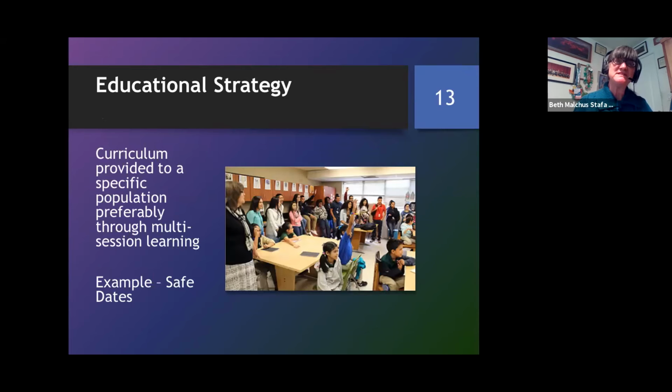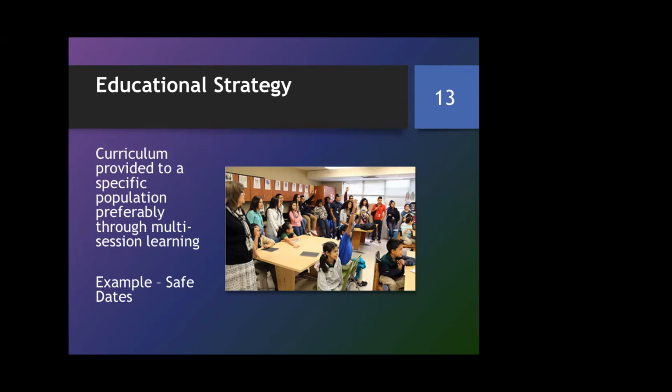Educational strategies were listed under the heading Training in your grant application and on your current map. Most often, an educational strategy is a curriculum provided to a specific population through multiple sessions. Safe Dates is one frequently used example of an educational strategy. There will be some settings in which the education is not multi-session. In our new prevention framing, educational strategies are inclusive of both multi-session trainings like Safe Dates and the one-time workplace trainings like the responsible bars training.